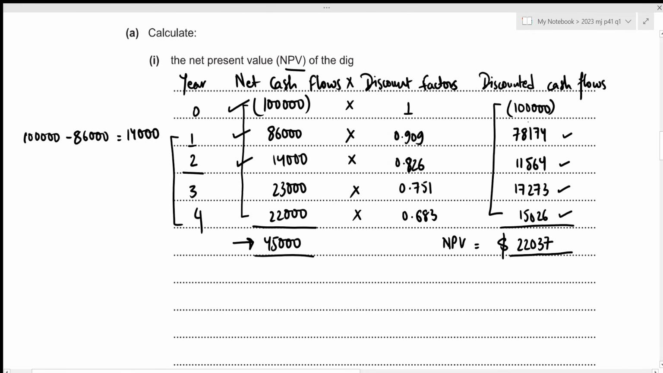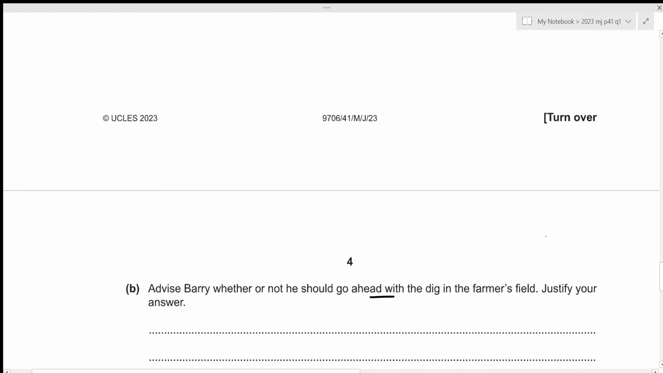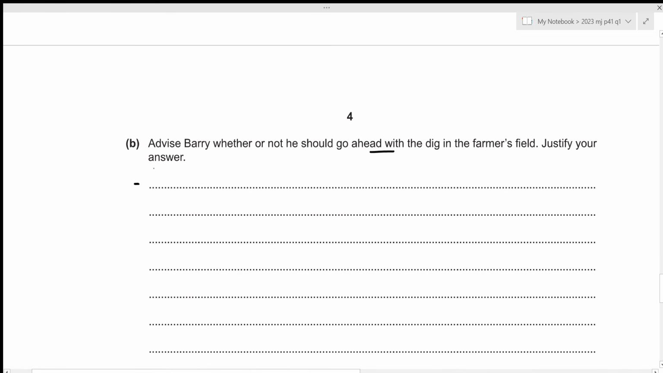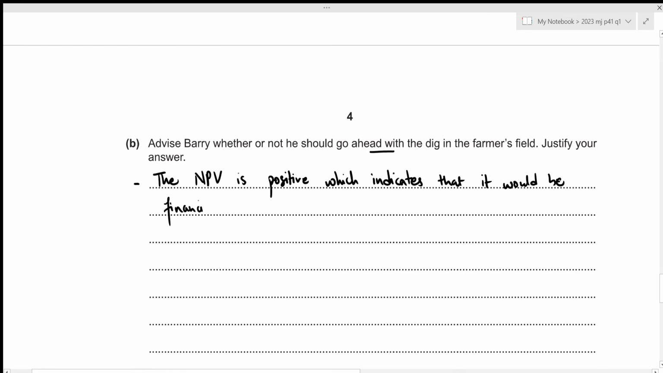So for the first part, we calculated our net present value and we can see that it has a positive amount. So we can see that it would be financially beneficial if Barry were to invest in this project. Let's write it down. The NPV is positive, which indicates that it would be financially beneficial.